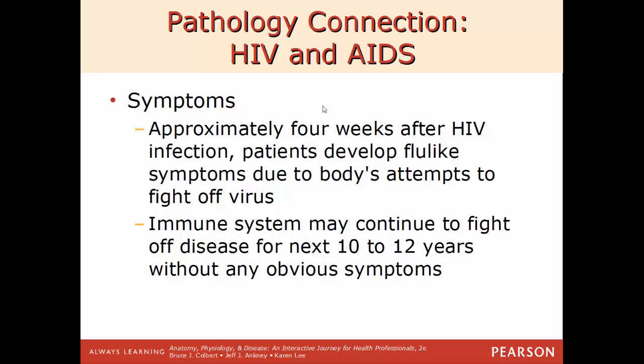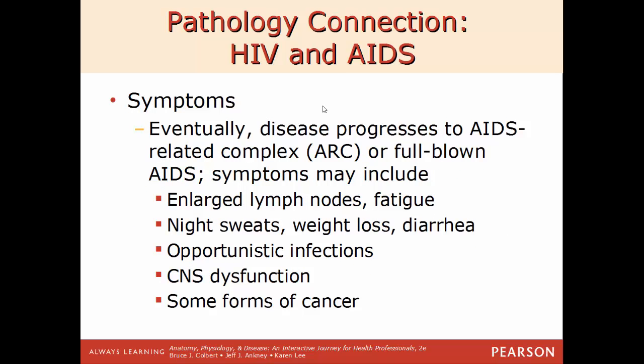Some symptoms: approximately 4 weeks after the HIV infection, the patients will develop flu-like symptoms because your body is attempting to fight off a virus. So it may present initially as just a bad cold or bad flu, and the immune system may continue to fight off the disease for the next 10 to 12 years without any obvious symptom. Now, eventually, the disease progresses to AIDS-related complex, or ARC, or full-blown AIDS.